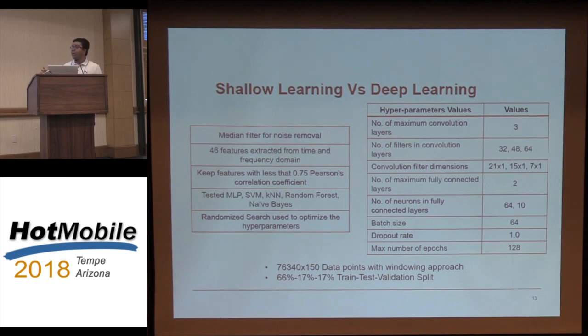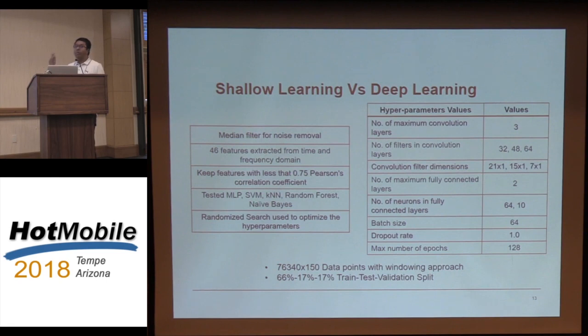With the shallow learning approach, we use some standard methodology that has been discussed over and over in the literature. We applied a median filter for the movement noise or any other noise that is associated with the sensor, and then we extracted 46 features from them. We did feature selection, and then we tested a few common machine learning algorithms. We also optimized the hyperparameters, even the regression parameters, with the validation set. We wanted to make sure that the shallow learning algorithms are performing at their peak performance.